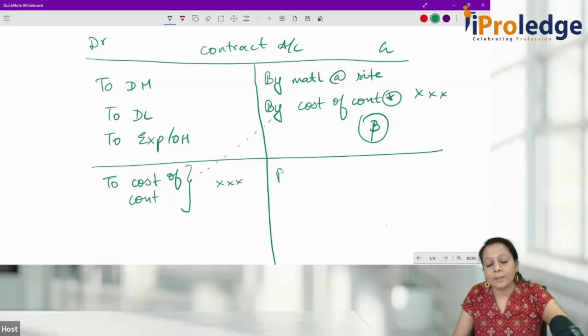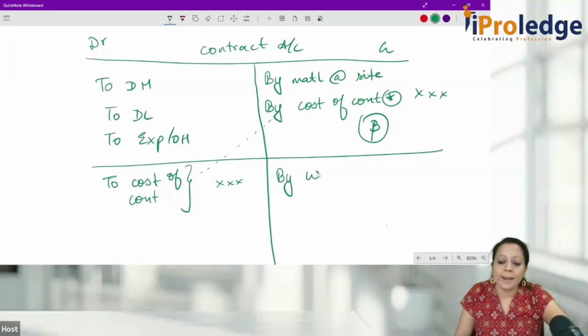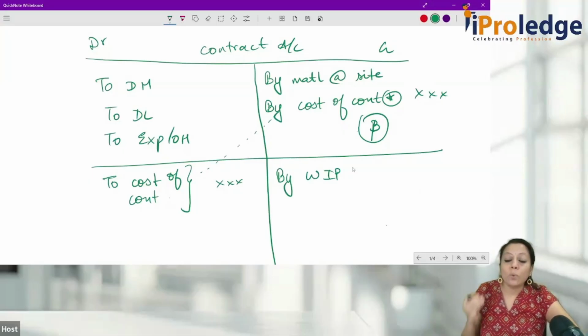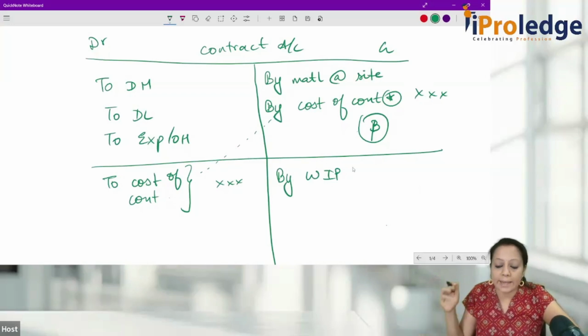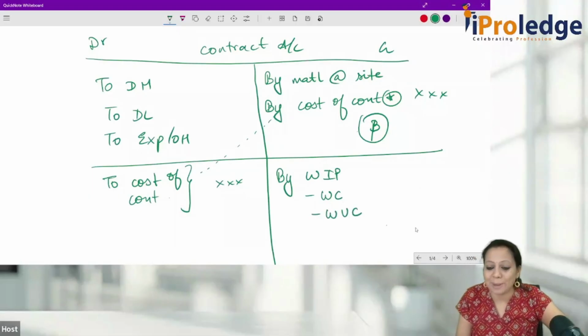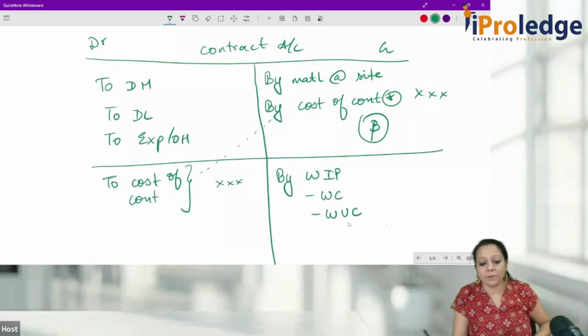Okay, then what we will do is by work in progress. That means, as I told you, if it is a construction contract or a road contract, which will take a huge number of years to get completed, there will always be work in progress. That is, work is still progressing. It is not fully complete. In such cases, we will have what is called work certified and work uncertified. Both we will have right now. So work certified, work uncertified, both are work in progress.